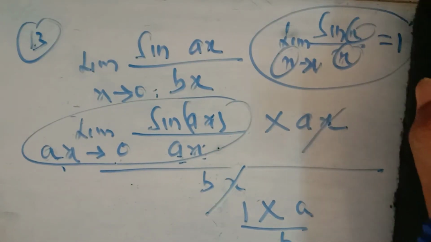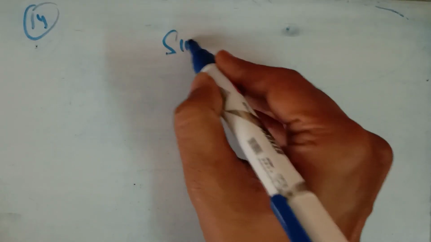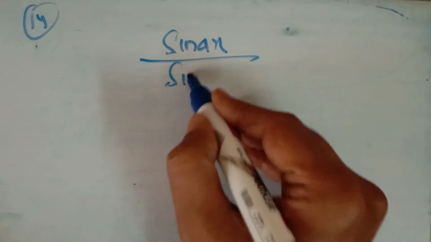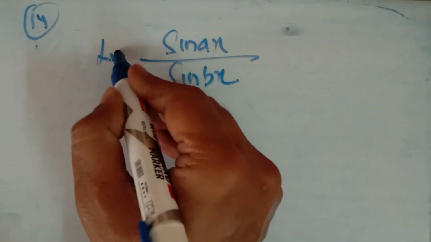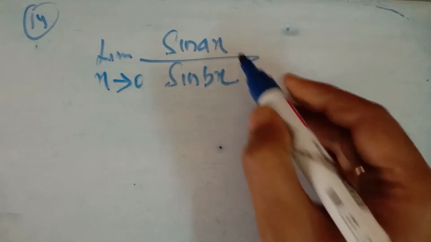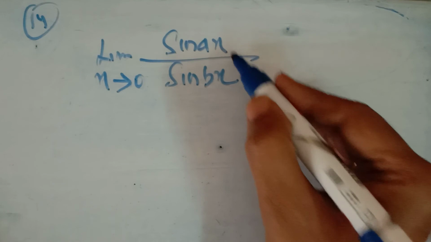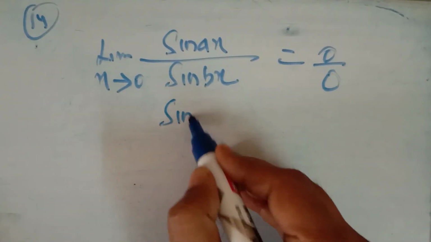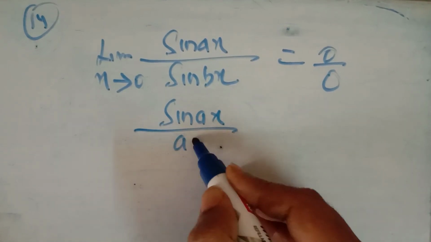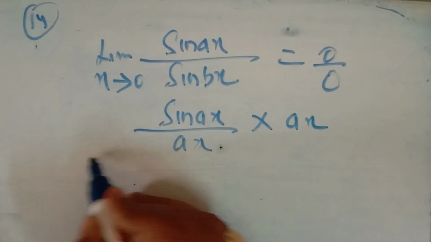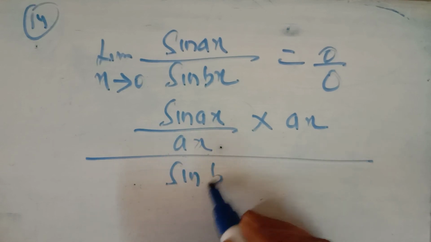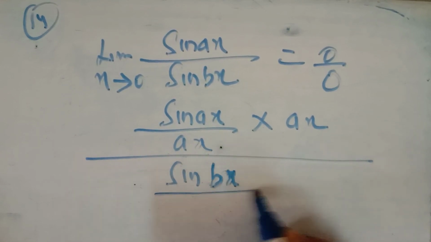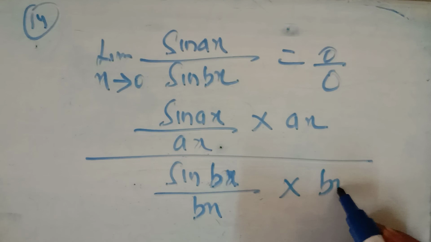Let us take another question, number 14, exactly like this. In question number 14, we have limit of sin ax upon sin bx as x goes to 0. When you put x equal to 0, you get 0 upon 0 form, so we have to remove it. The easiest way: since we have ax in the numerator, multiply and divide by ax. In the denominator we also have bx, so you multiply and divide again by bx, so that we can use the standard limit.